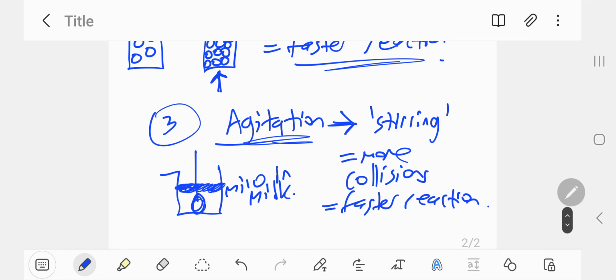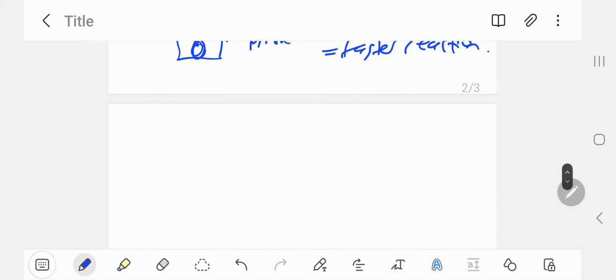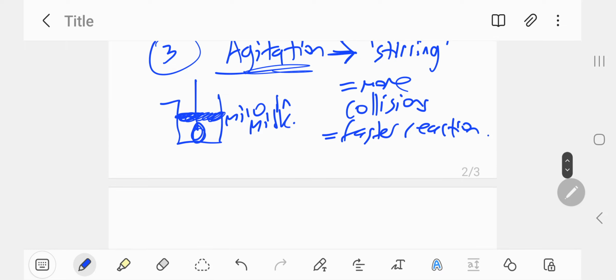Okay, and the reactants, the Milo in this case, reacting with the milk, ends up giving you a mixture. And when you stir it, there's more collisions. More collisions means you get a faster reaction, as opposed to if it was just Milo in a cup of milk, it's just going to sit there. Unless you wait for a long time, the Milo may just mix with the milk and you'll get the mixture. But stirring, agitation, is quite an easy way to speed up a reaction.